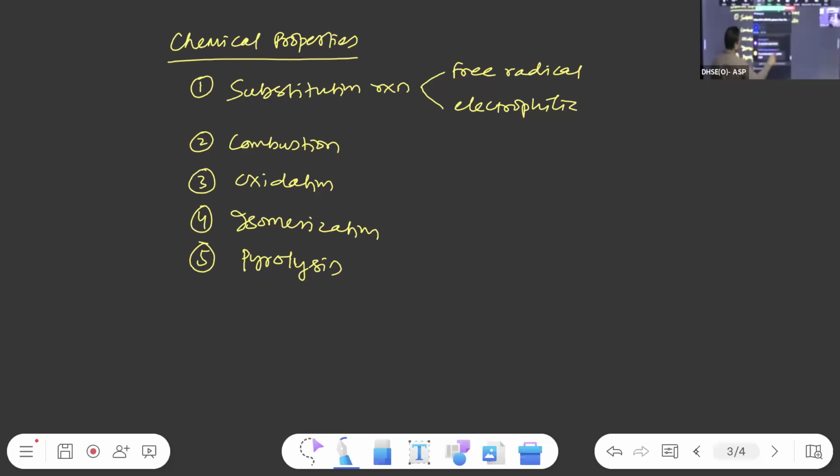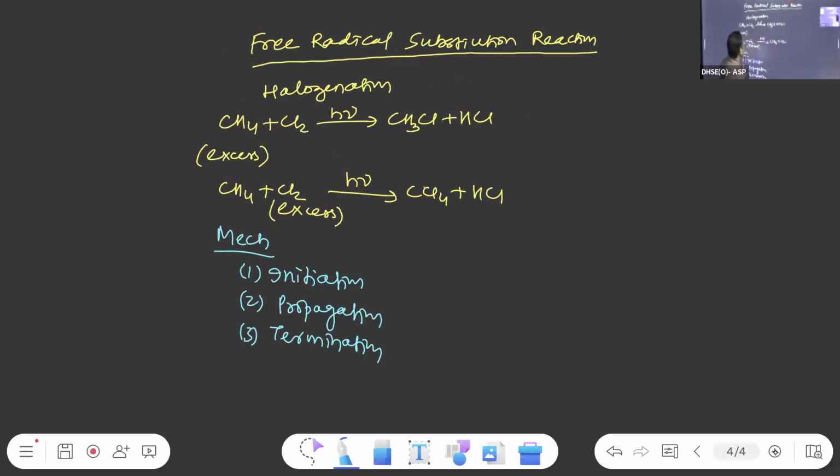So under the free radical substitution, it is the halogenation reaction. Free radical substitution reaction goes in 3 steps: initiation, propagation, and termination. So we'll discuss these steps one by one. First, initiation.